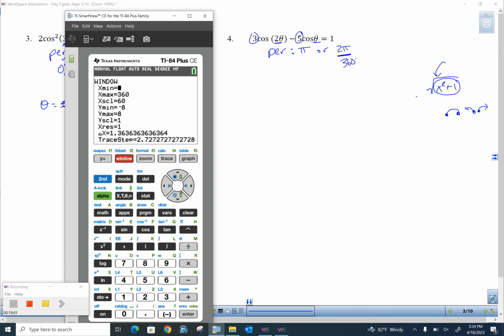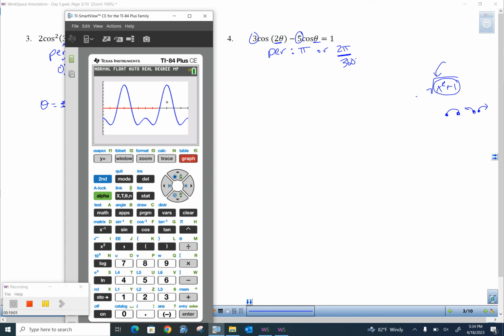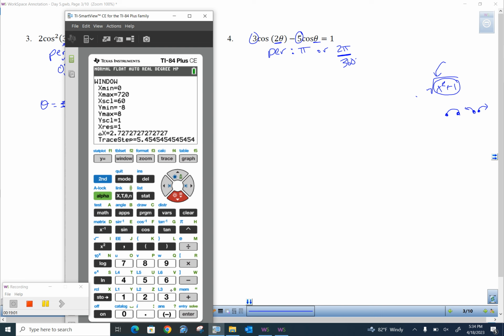Okay, again, if you're worried that maybe you don't have a big enough window, you can always double that value to see the repeat happen, especially when we get into these very strange new types of graphs. Okay, so we have 2 solutions in the first period, and those are the 2 that we need to find.